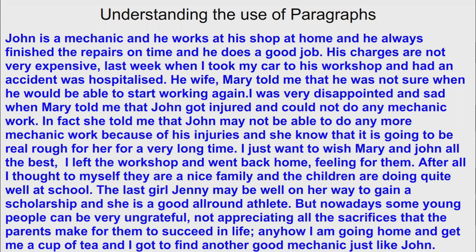So you cannot say he always finished using the past tense. You have to use what is called the present continuous tense, where you put the S on to finish. He always finishes the repairs on time, full stop. You can make that one sentence, and then a new sentence, capital H, he does a good job, full stop. Or you can express all of that in one sentence. He always finishes the repairs on time and he does a good job. Full stop.